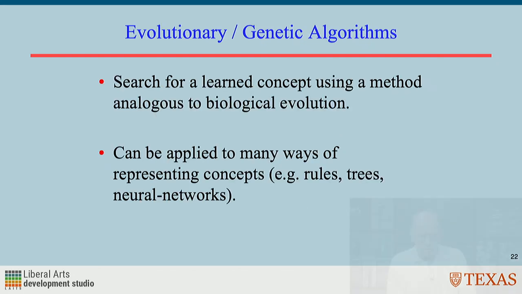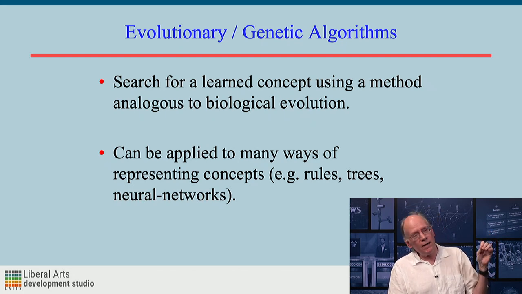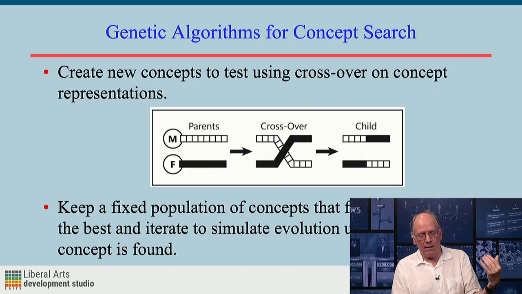Okay. So the next approach here I put is the evolutionary approach in genetic algorithms, where we search for a learned concept using a method analogous to biological evolution. And you can actually apply this to different ways of representing concepts. It's been applied to rules, to trees, to neural networks. So it's a way to do the second problem. You can represent your concept however you want, but you can search the space of hypotheses to find a good one, to find a good concept by using simulated evolution.